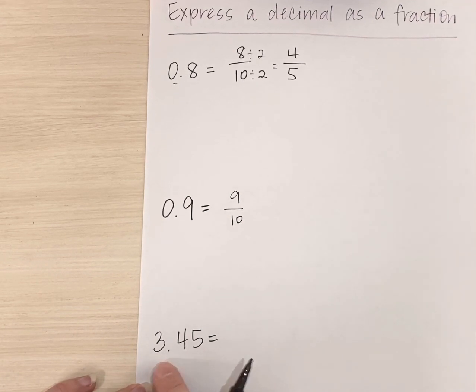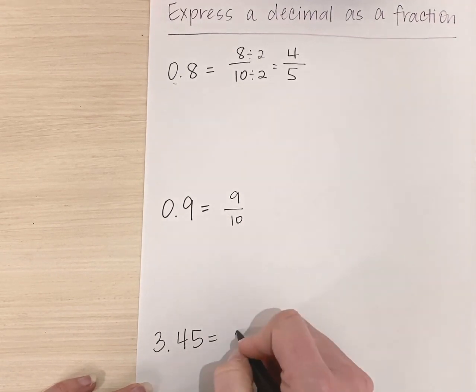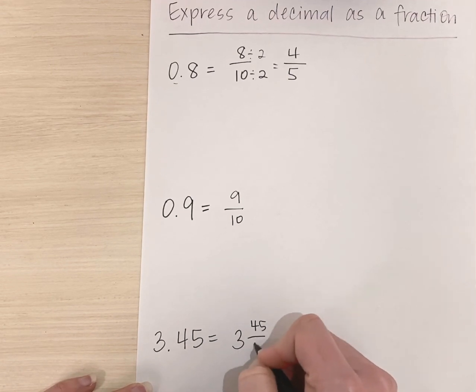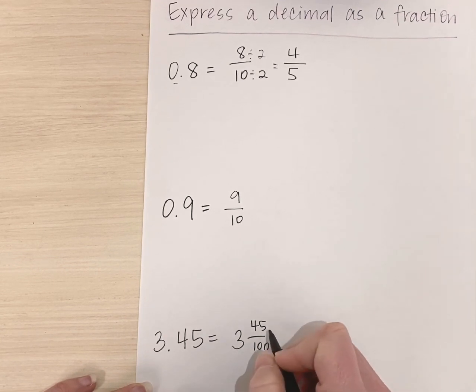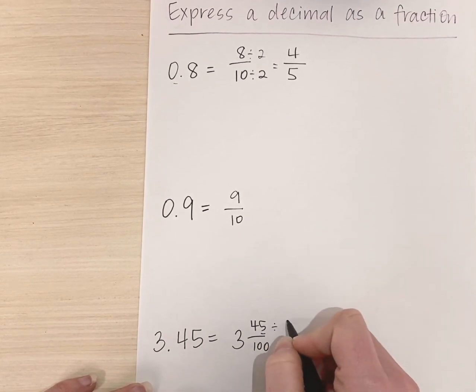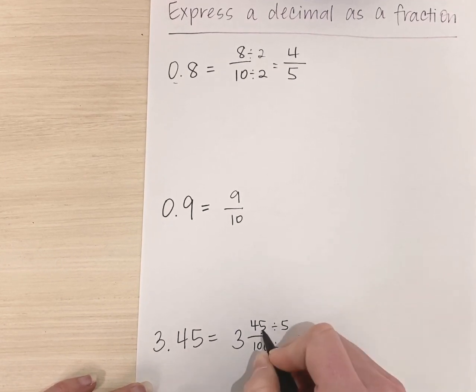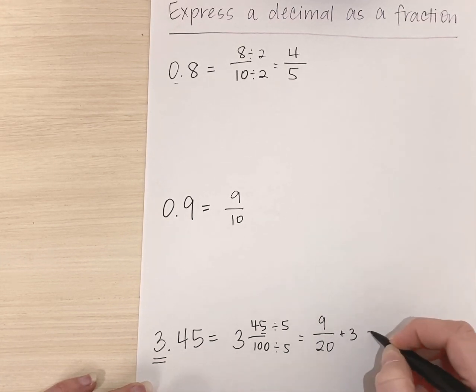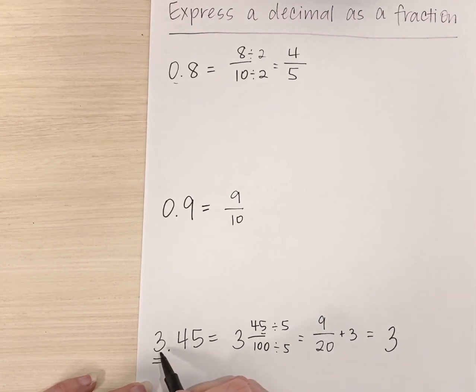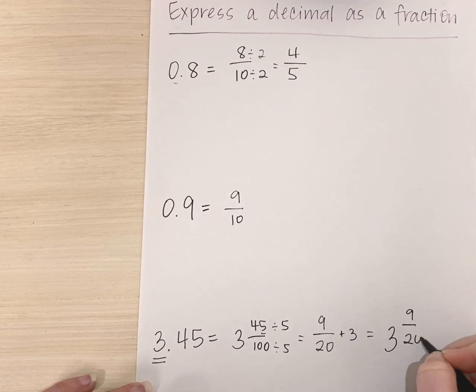Now, if I have 3 45 hundredths, I can write that as a mixed number. And I have to ask myself, can I simplify that? I see I've got 100, and I see I've got a 5 in my ones place, so I'm going to go ahead and divide by 5. So 45 divided by 5 is 9. 100 divided by 5 is 20. And again, we can't forget about this whole number over here. We said it's like $3.45. So I'm going to add that 3 back. So in simplest form, 3 45 hundredths is the same as 3 9/20.